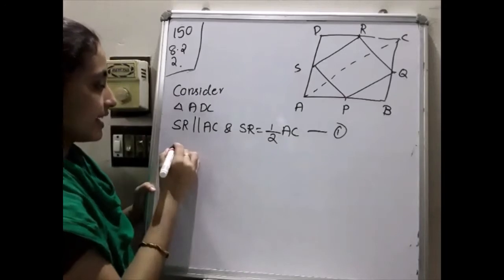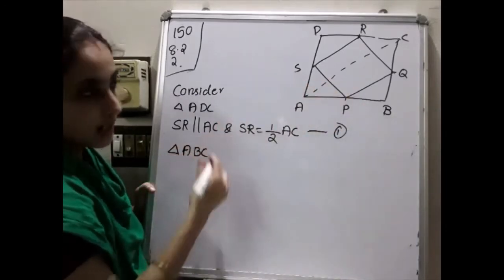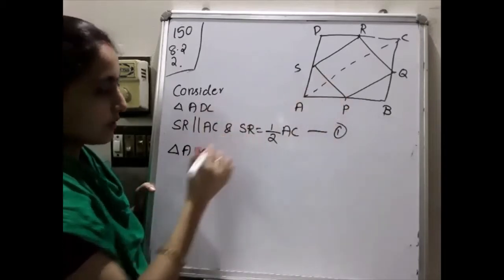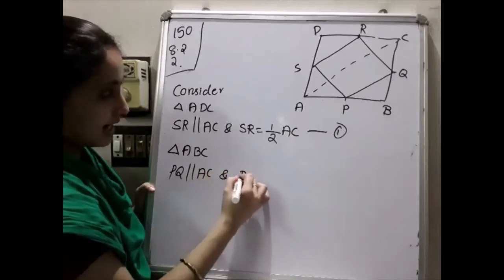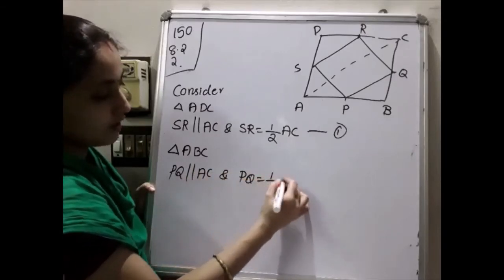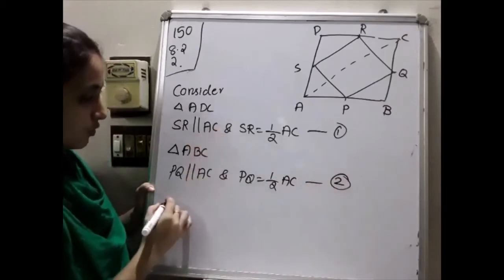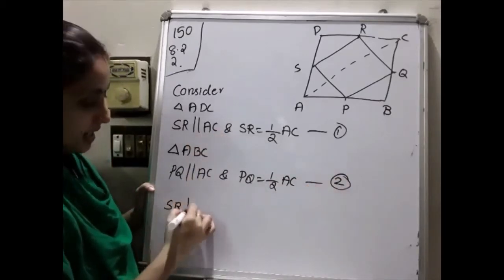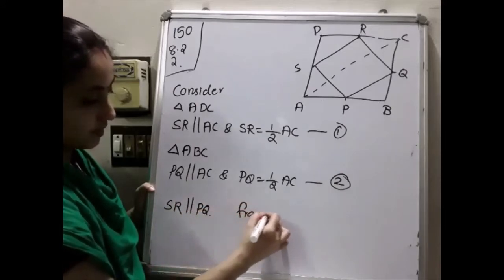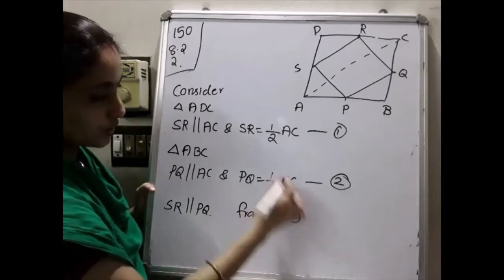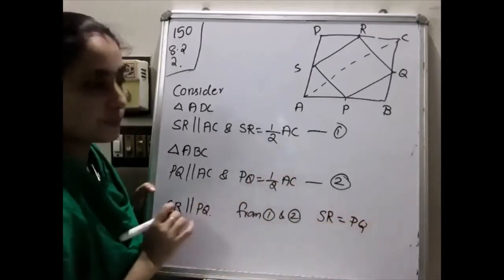Then next we consider the remaining part, that is triangle ABC. Here also P and Q are the midpoints. So what can we write? PQ parallel to AC and PQ is equal to half AC. Equation number 2. Comparing these two, what did we get? SR is parallel to PQ, from 1 and 2, and also SR is equal to PQ.